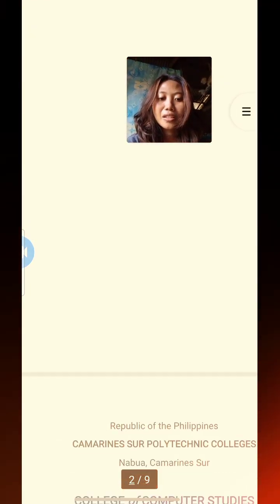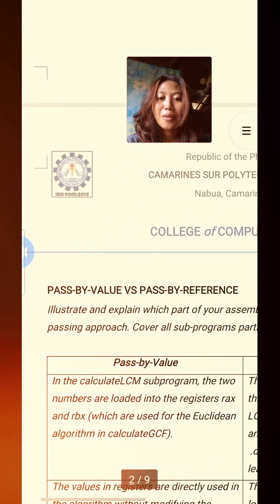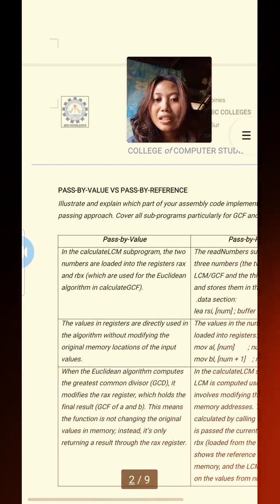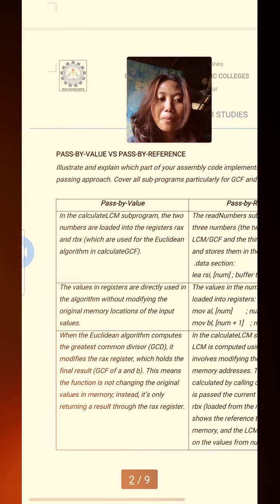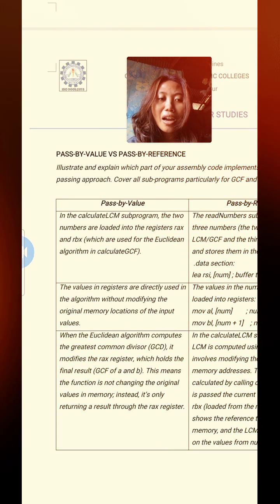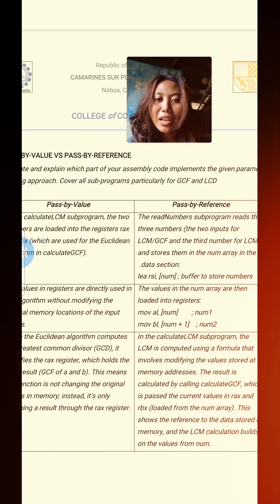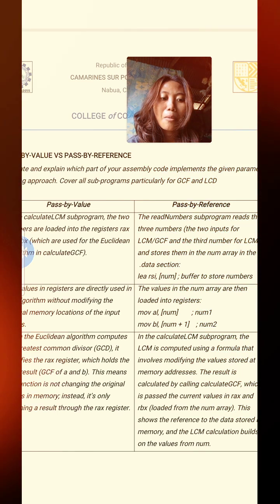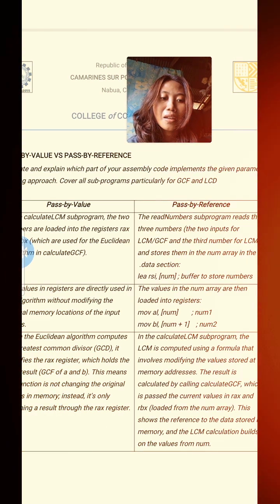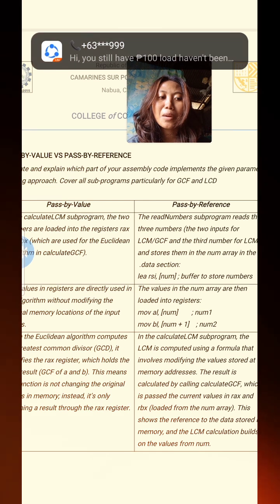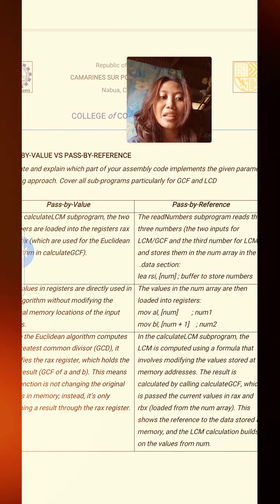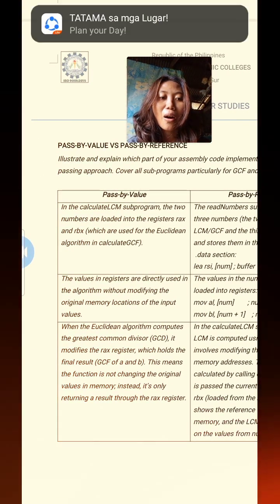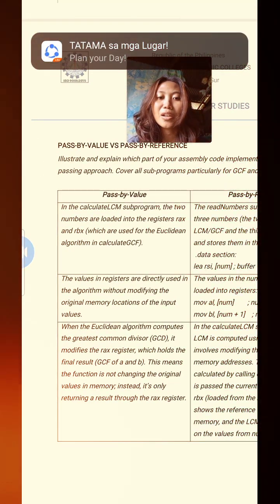So next, pass by value versus pass by reference. For me, the difference between pass by value and pass by reference: when you pass by value, a copy of the original data is created and passed to the function. Changes made to the copy inside the function do not affect the original data.